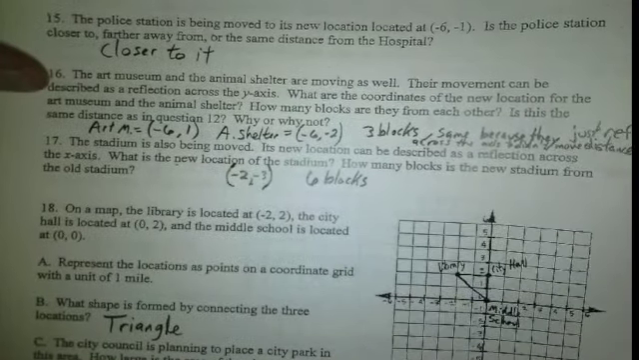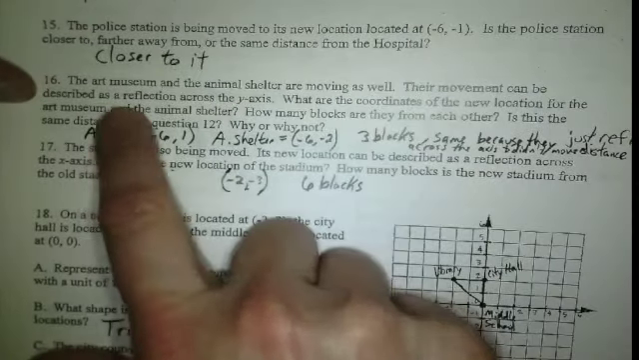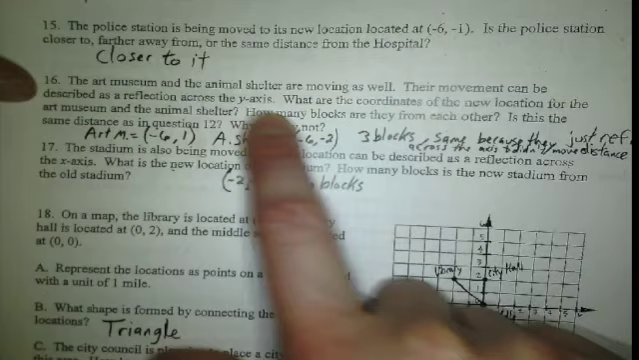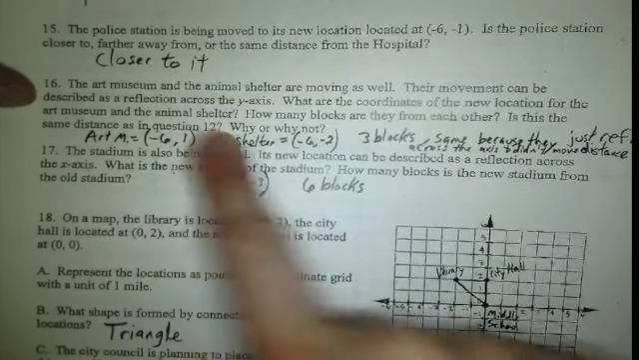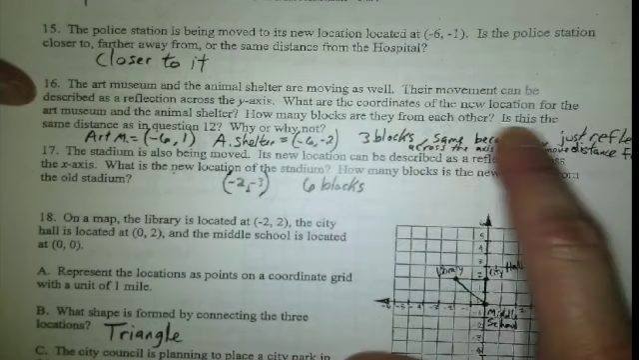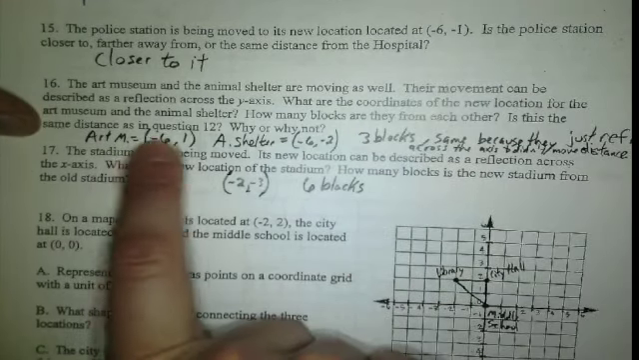Go back to that other question. It had said, the art museum and the animal shelter are moving as well. Their movement can be described as a reflection across the y-axis. What are the coordinates of the new location for the art museum and animal shelter, and how many blocks are they from each other? Is this the same distance as in question 12? Why or why not?